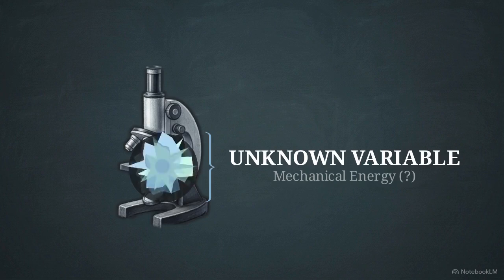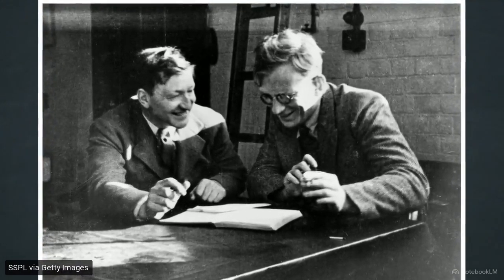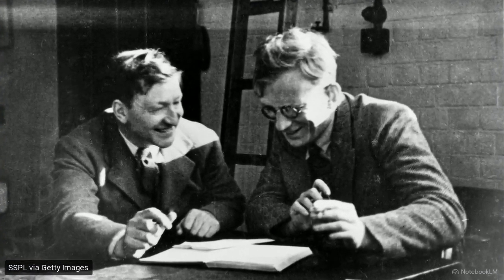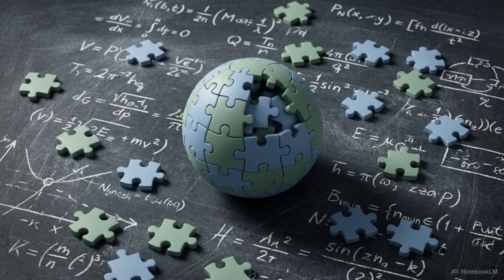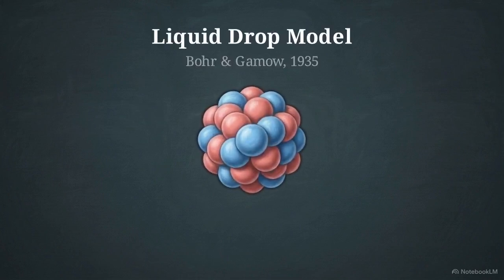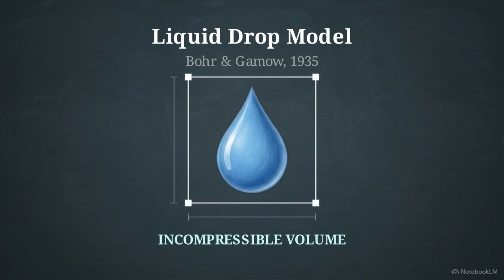and measure directly? In 1935, Niels Bohr and George Gamow proposed a radical workaround. Instead of wrestling with the incomprehensible math of quantum mechanics, they suggested physicists stop treating the atomic nucleus like a microscopic puzzle entirely. They introduced the liquid drop model. Their hypothesis argued that the mechanics of a nucleus could be perfectly calculated if you treat it exactly like a simple, incompressible droplet of liquid.